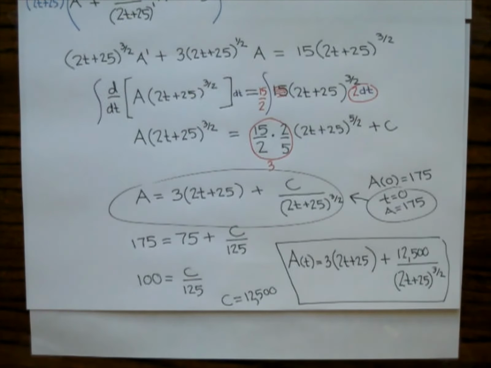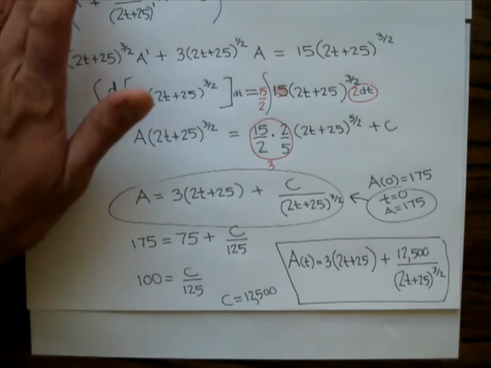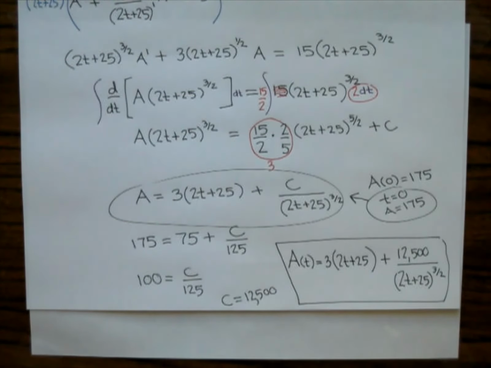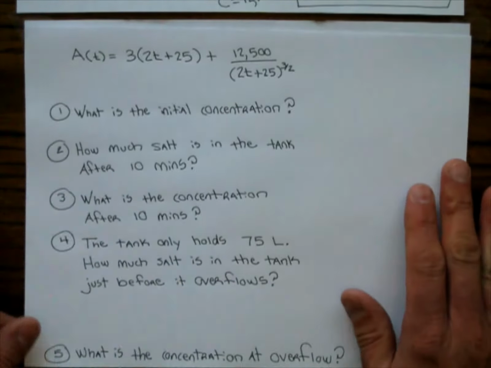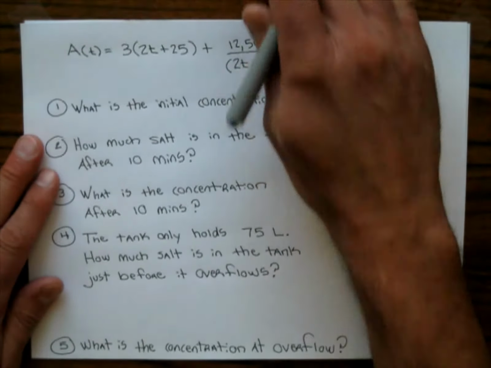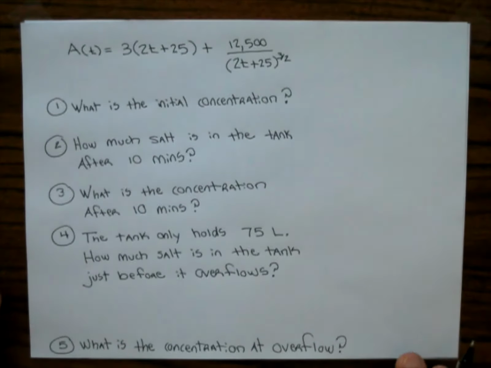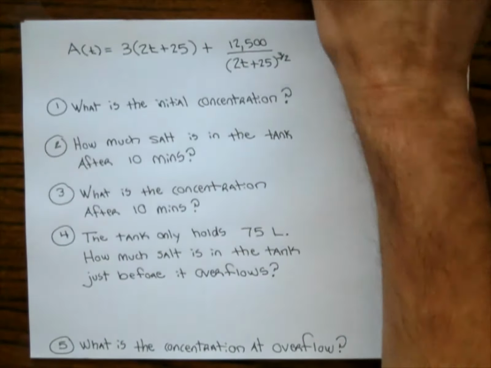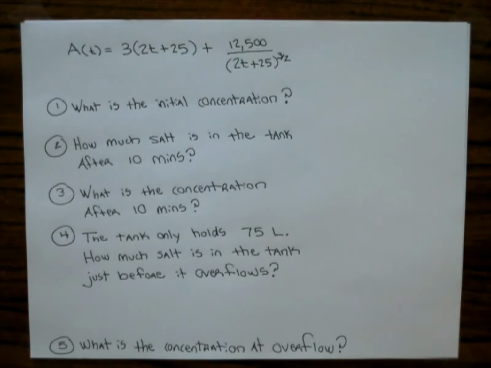Now, in your homework, they're going to give you some other kinds of questions. Let's go over that, and we'll pretty much be done with this section after we do that. Okay, so I'm going to go ahead and put the next slide on. The next slide, I have the result that I got. A of t equals that. Okay, so that was the answer. And what they're asking is the initial concentration. So how do we find the initial concentration?